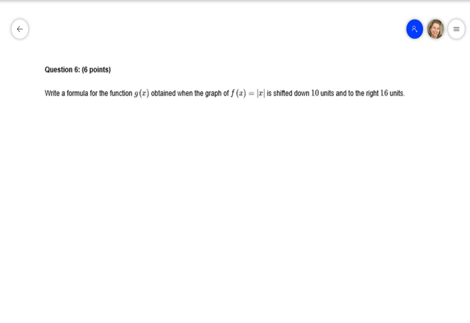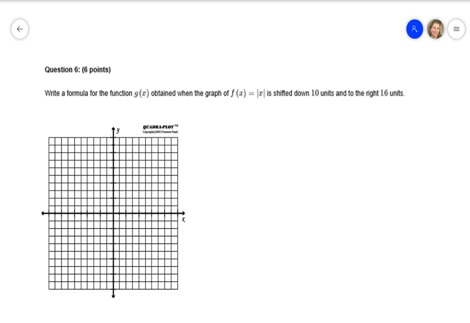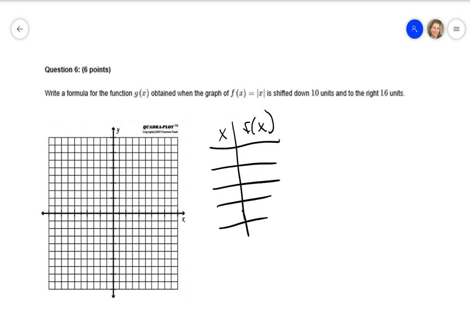Write a formula for the function g of x obtained when the graph of f of x equals the absolute value of x is shifted down 10 units and to the right 16. Okay, if I were to graph this, I would pick a value for x and then calculate the f of x that would go with it, and I'm going to pick a couple of positives and a couple of negatives and 0.